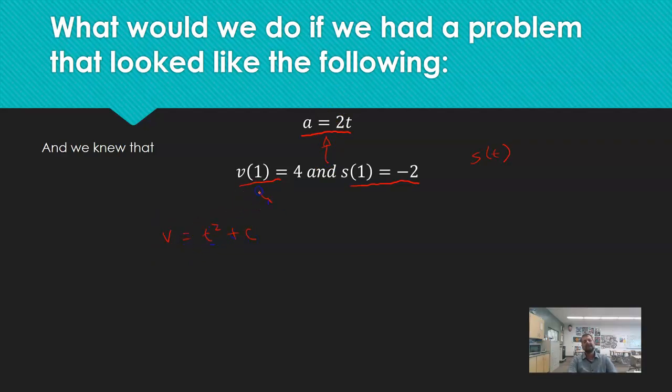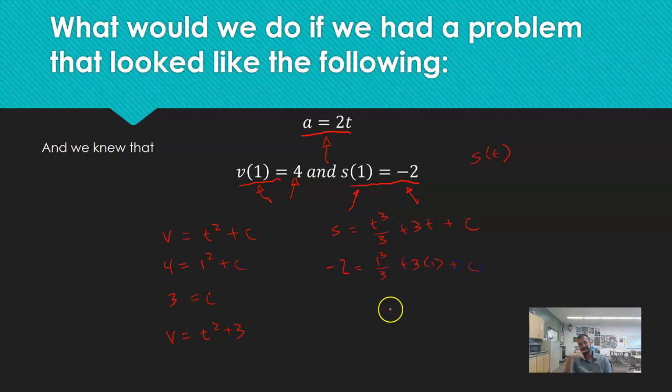Then we would have to use the information that we're given about velocity to find out what that constant number is. So I'd have 4 is equal to 1 squared plus c. So c in this case would equal 3. So I would have velocity equals t squared plus 3. Then I would take the antiderivative of my velocity equation to get back to my position equation. That would be t to the third divided by 3 plus 3t plus a different c. This is not the same c we had in velocity. But we're going to solve for that c by using my information from my position equation. So I would have negative 2 is equal to 1 cubed divided by 3 plus 3 times 1 plus c.